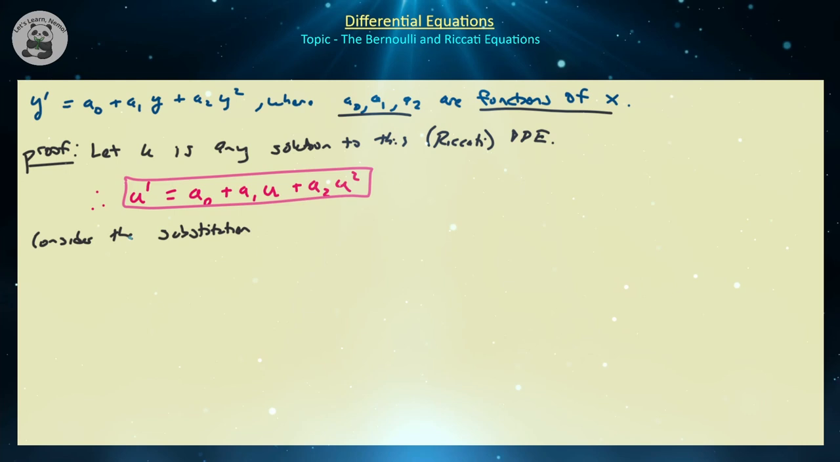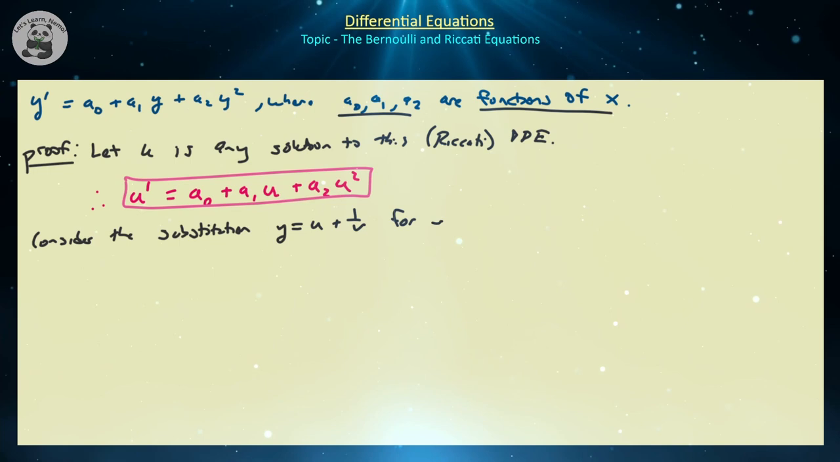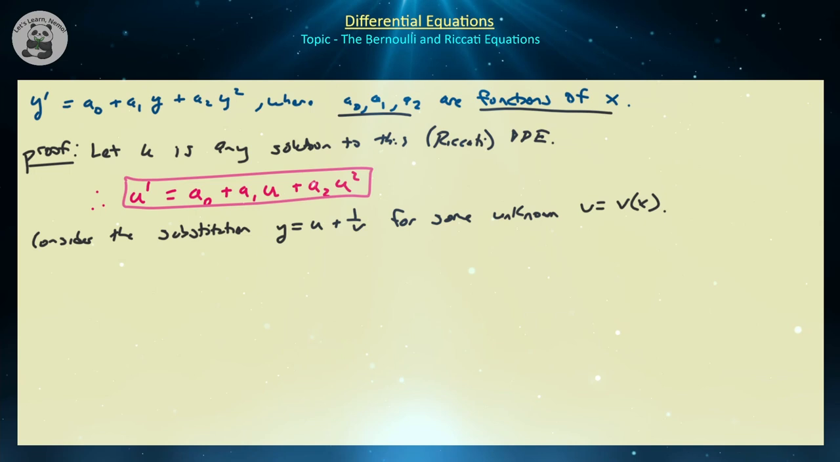Consider this substitution, y is equal to u plus 1 over v for some unknown v, which is of course going to be a function of x, because if u is a function of x and y is a function of x, that means v is a function of x too, right? Because u is known and y is in terms of v, right? So if that is the case, then what will we have?